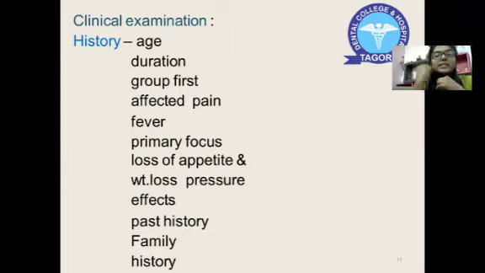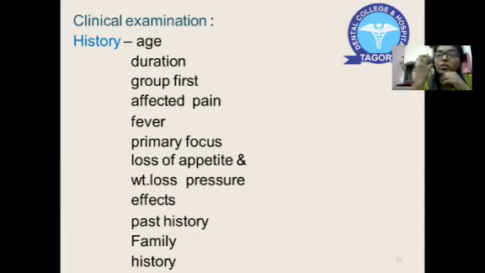Then coming to the clinical examination of the lymph nodes in the head and neck region. Before going into the clinical examination, we should know certain things that have to be asked of the patient during history taking, which will give some clue to the diagnosis. For example, age. Certain diseases and conditions like tuberculosis, syphilis, and primary malignant lymphomas will affect the younger age. But tuberculosis is also seen in the elderly age group. But certain malignant lymphomas are very common in younger individuals.